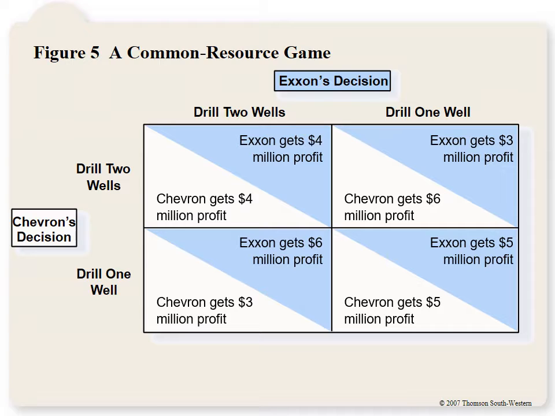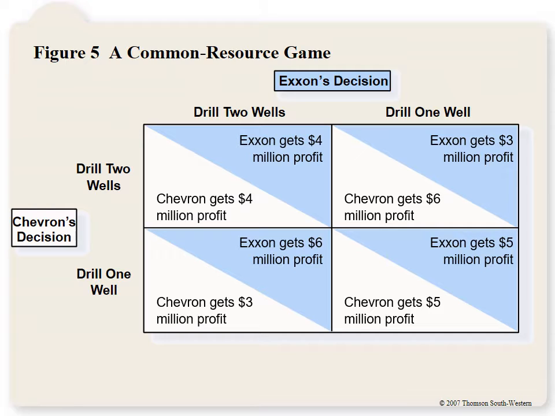If Exxon drills 2 wells, Chevron has 2 choices. They drill 2 or they drill 1. Which one would they rather do, everyone? Clearly, they would rather drill 2 wells and make $4 million of profit. All right, so that's good, but let's talk about if Exxon drills 1 well. So let's look at just the right-hand boxes. Well, Chevron still has the same option. Would they rather make $6 million with 2 wells, or would they rather have $5 million of profit with 1 well? Well, the answer, of course, is going to be they still want to drill 2 wells.